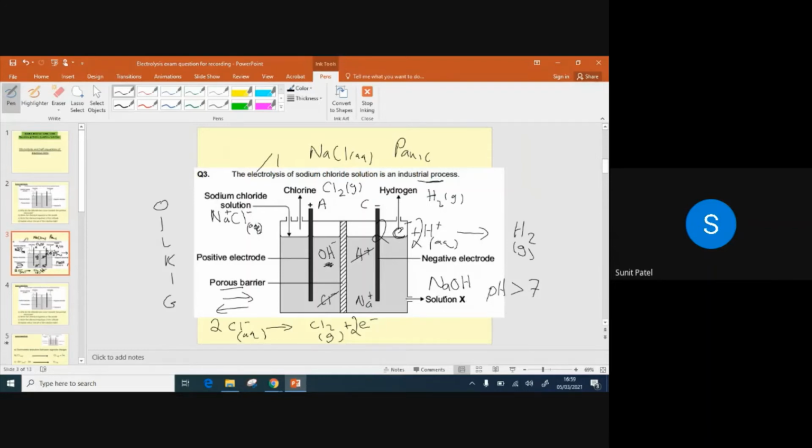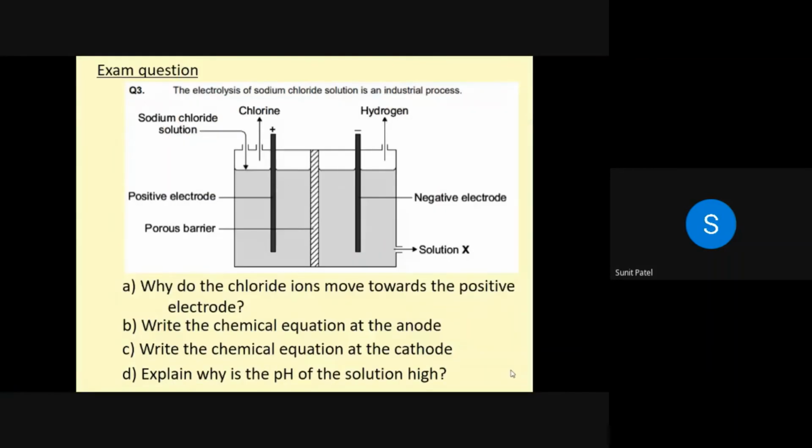Okay, so I've decoded this question. Let's go and have a look. There's nothing else I could break down here. Let's go and see what the questions were. Looking at the questions, why do the chloride ions move towards the positive electrode? Well, straight away we can see that chloride ions have a negative charge. The positive electrode's obviously positive. So there's some sort of attraction there. Write the chemical equation at the anode.